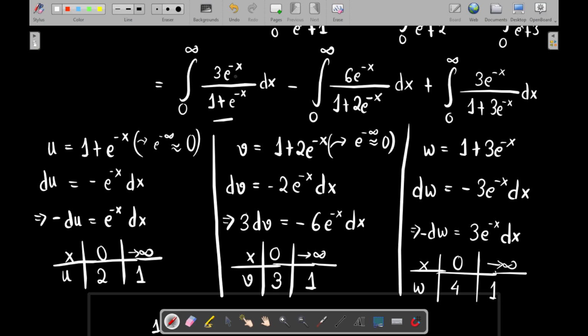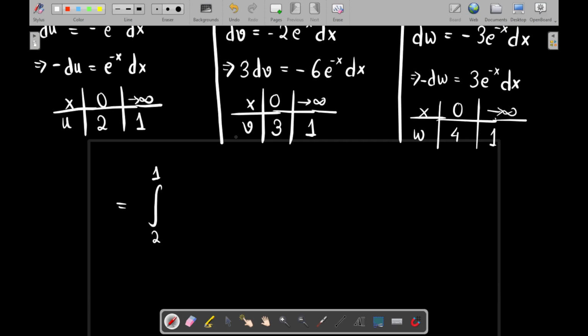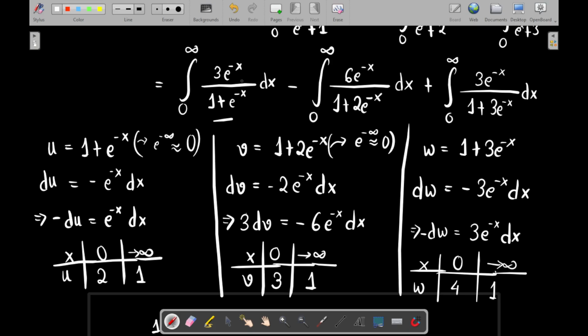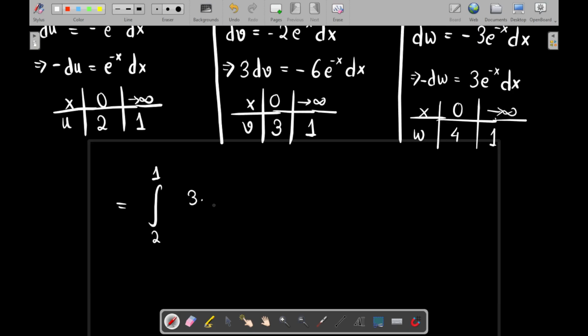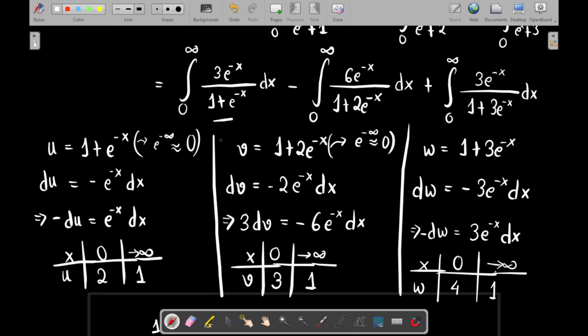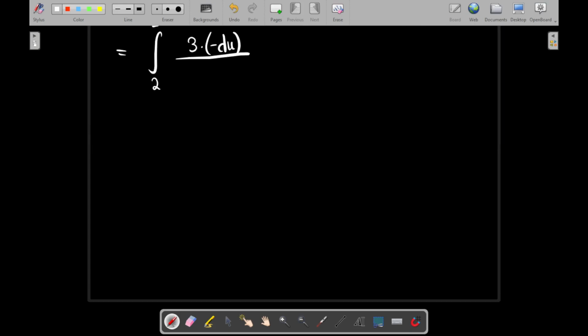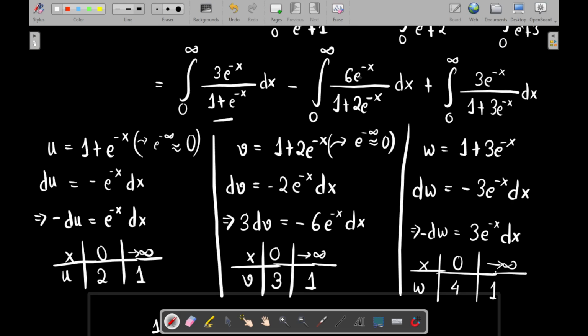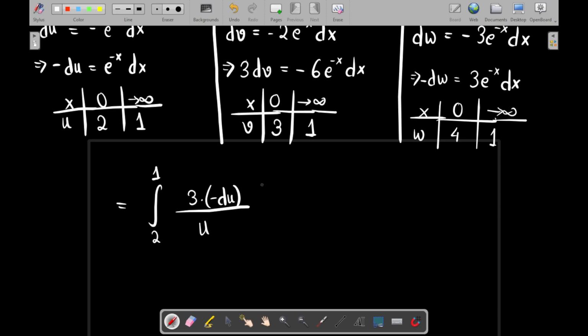In this 3 e to the power minus x dx, we have a 3 left out. 3 times e to the power minus x dx will be minus du, right? So this is 3 times minus du upon u. Taking this minus inside the integral, this will become plus, right? So plus, the limits are from 3 to 1.